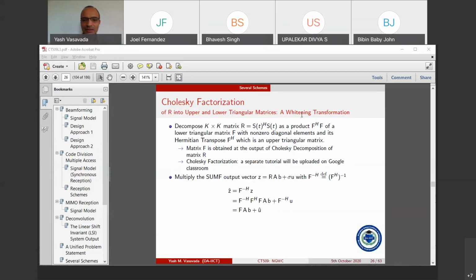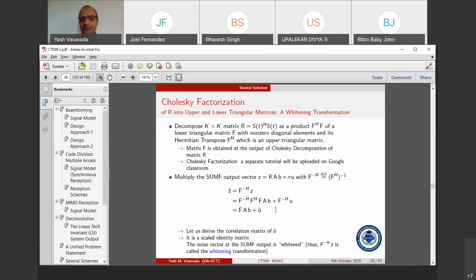Actually, the subtitle of this slide already gives you a hint. Yes, correct, it's going to be an identity matrix scaled by sigma square. Why is that the case? I didn't write it explicitly here, but it looks like Divya has done it. Those of you who have not done it, you can take it that if you do the calculations, which are not difficult, you will see that the correlation matrix of U hat is sigma square times identity matrix.